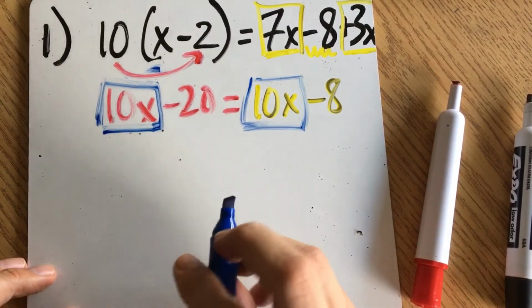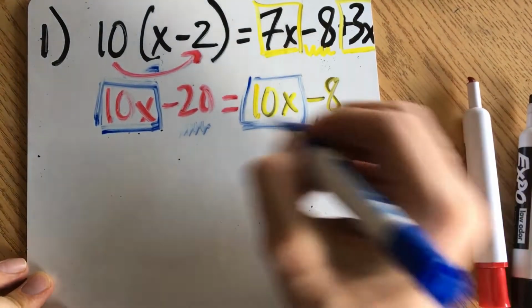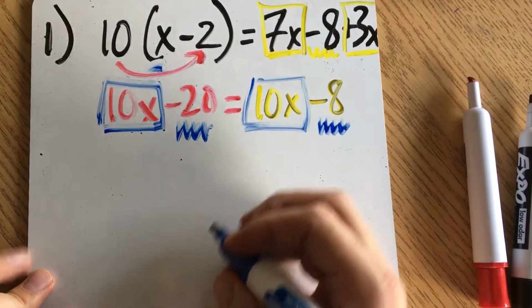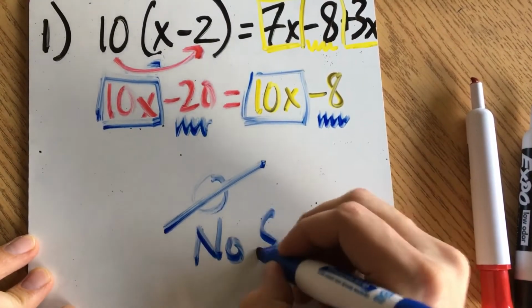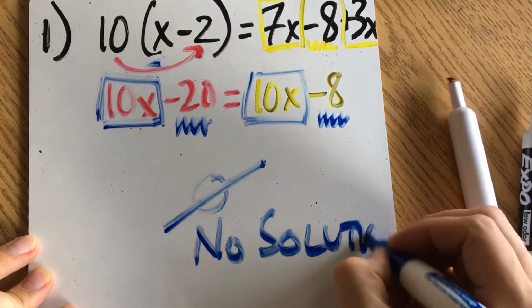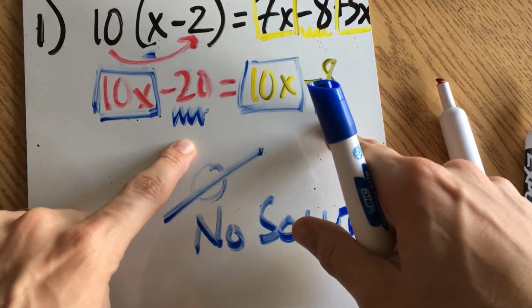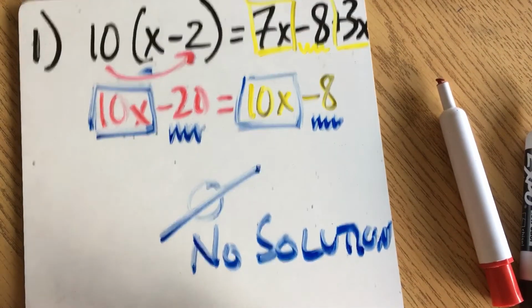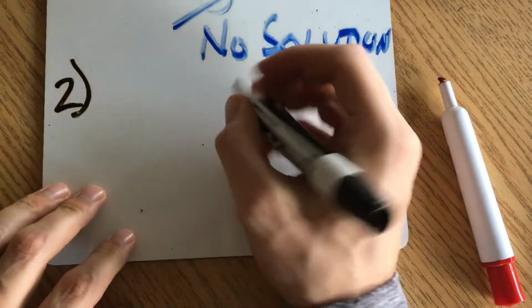Now, are my constants the same? Is this the same as this? It is not. See how this is -20 and this is -8, or -20 and -8? This is an example of no solution. That's the abbreviation if you don't want to have to write it. No solution. I have the same amount of variables, but my constants are different. That is no solution.